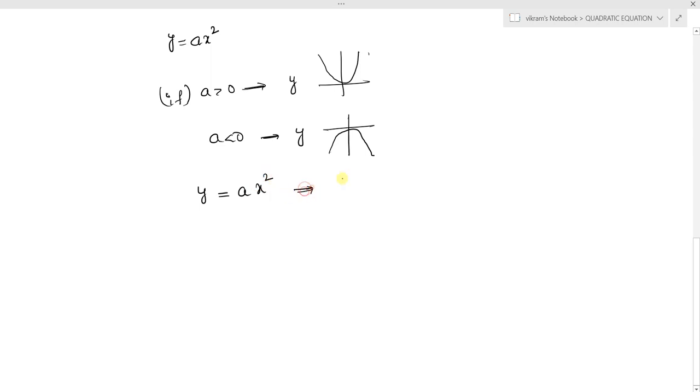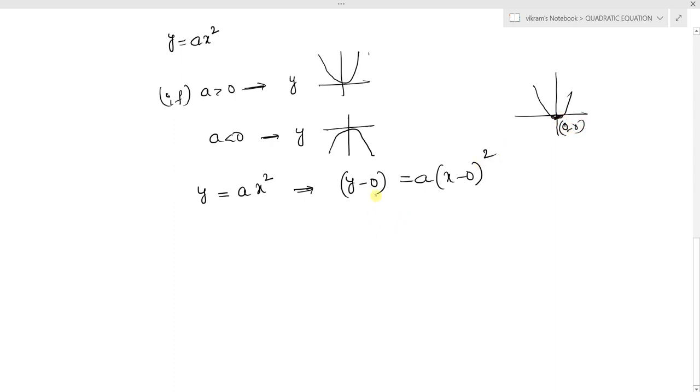Here we have y equals a times x square, which can also be written as y minus 0 equals a times x minus 0 whole square. That is why the vertex of this parabola is at the origin 0, 0.